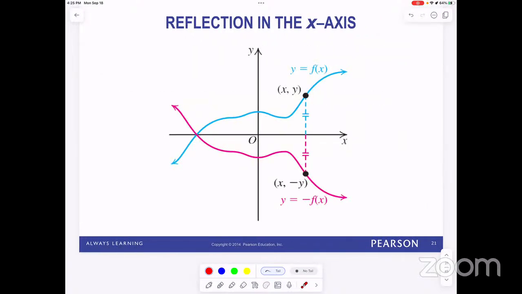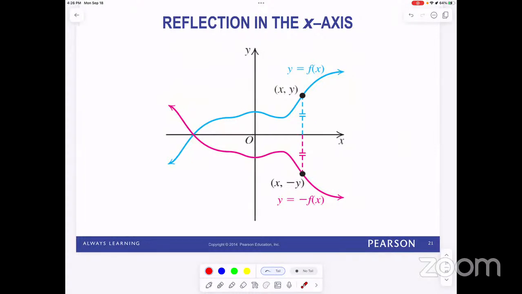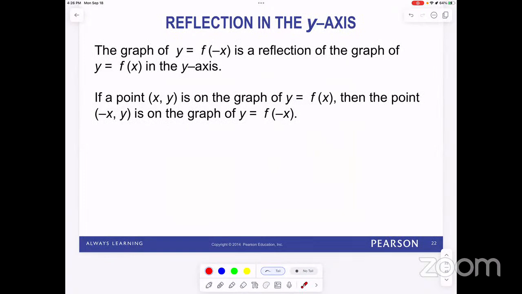And here's an image kind of showcasing that. The blue is the original, the red is the new. We multiplied the outside by a negative. Notice that the x values stay the same, but the y is going from positive to negative. So it flipped vertically over the x-axis. So multiplying the outside by a negative causes it to flip vertically over the x-axis.